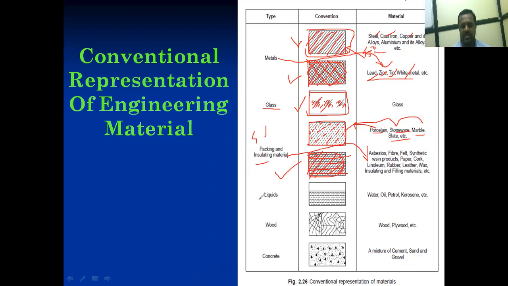Then the next engineering material is liquid. How can we show liquid in the conventional manner? The liquid may be water, oil, petrol, or kerosene. How will it be shown? Simple. We draw one square box like this, and inside it we draw one horizontal line, and below this horizontal line we draw another horizontal line, but that line should be dotted. This shows the conventional representation for liquid.